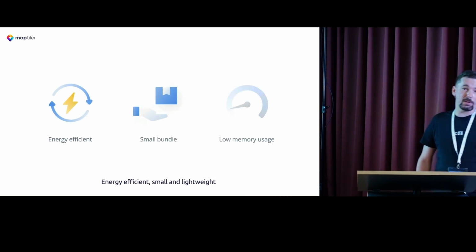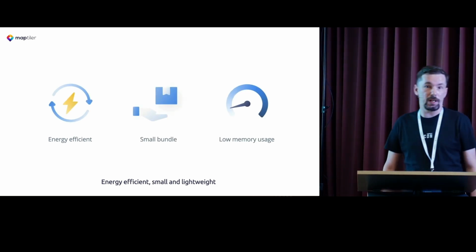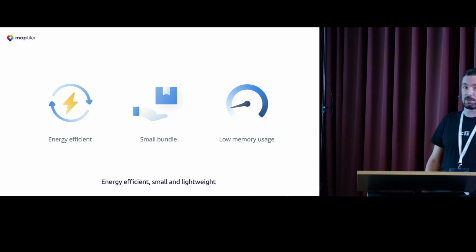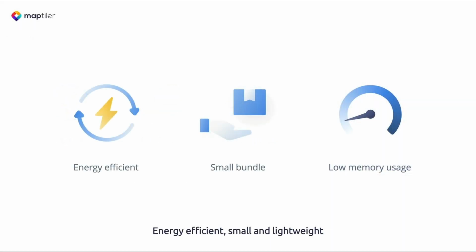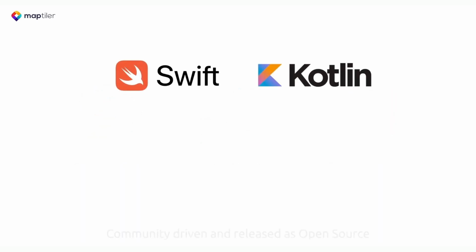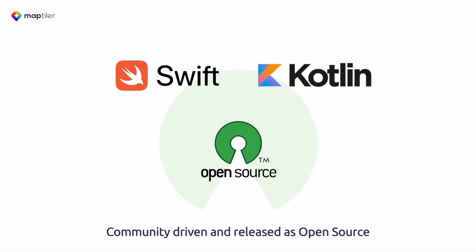With the Swift SDK, we also ensured that it's energy efficient, has a small bundle size, and is low on memory usage, so that we have full control over what we want to provide developers with next, be that offline region downloads or full weather model support. Both SDKs are built on top of MapTiler SDK, provided as an open source solution for everyone to use with MapTiler services, with ease of use and familiarity in mind.